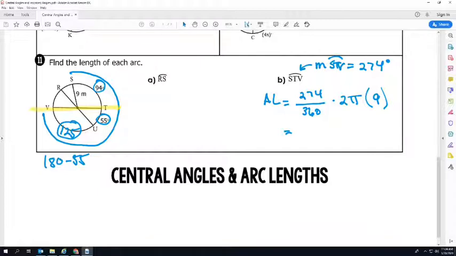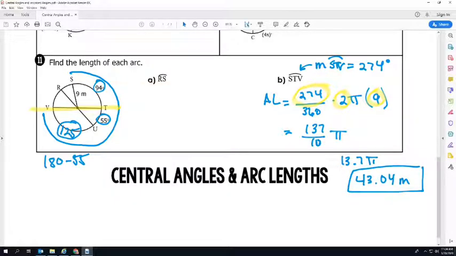All right, if you were to simplify your fraction, you would multiply 274 times 2 times 9, and then divide that by 360, and so the simplified fraction is going to become 137 over 10, with a pi attached. If you got the decimal form of just that fraction, it would be 13.7 pi. And then if you were to get the entire decimal value, it would be 43.04, and then meters. And that would be our answer.